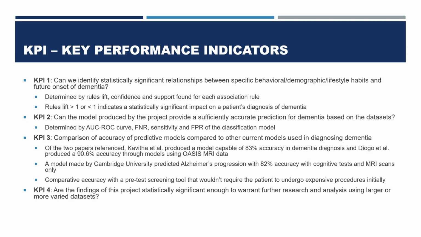Third, how accurate is it compared to the current models tested in the field for diagnosing dementia? Therefore, I would compare this mostly towards the Cambridge University model that was produced with an 82% accuracy, which was trained purely on cognitive tests and MRI scans. And fourth, are the findings of this project statistically significant enough to warrant further research and analysis using larger and more varied datasets?